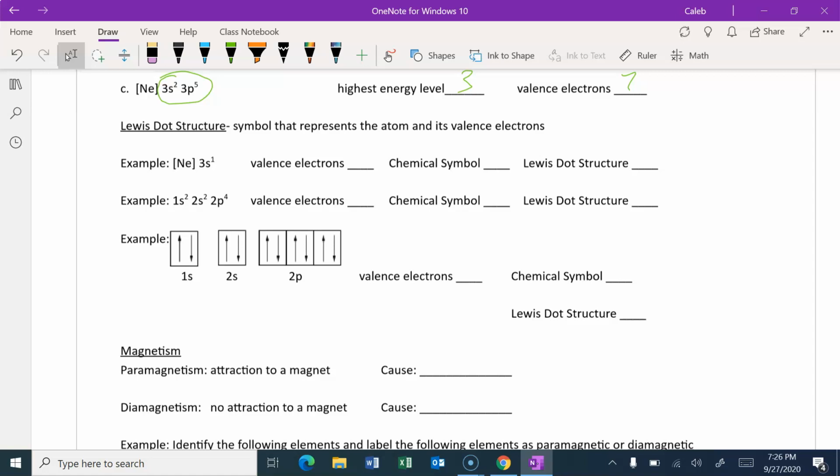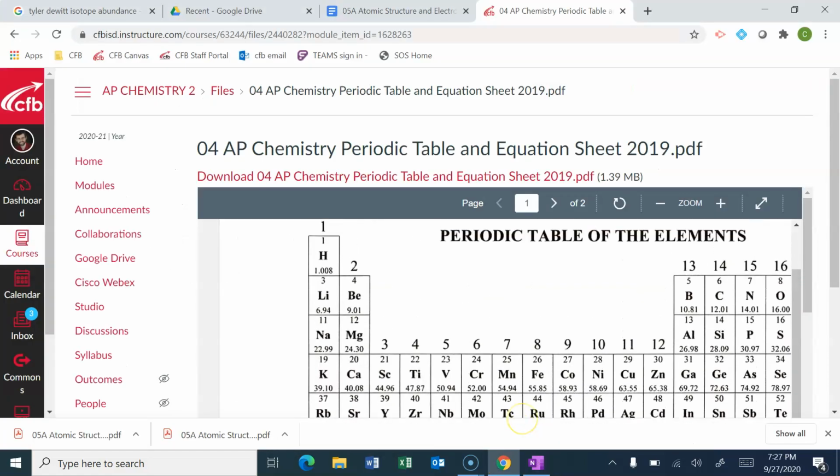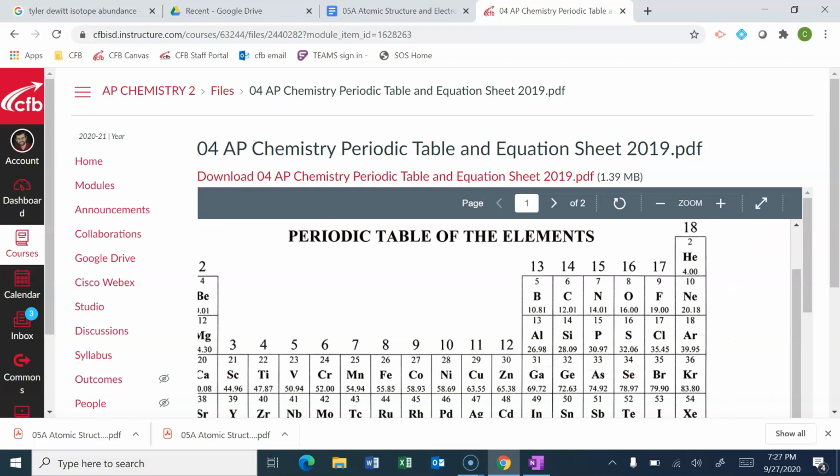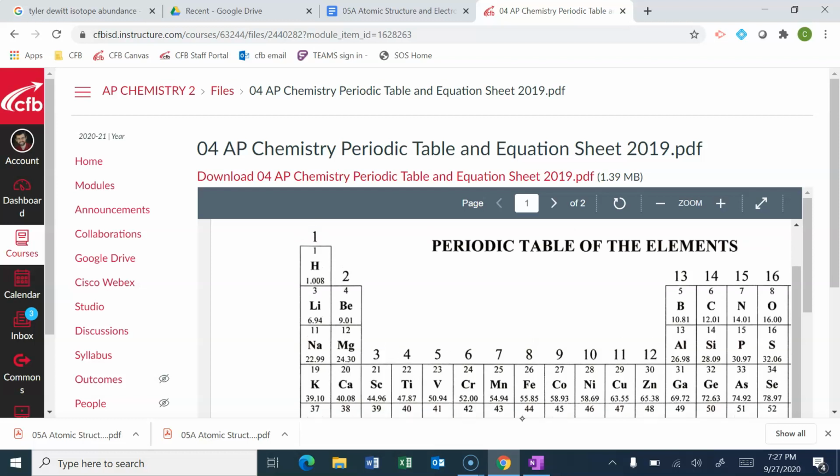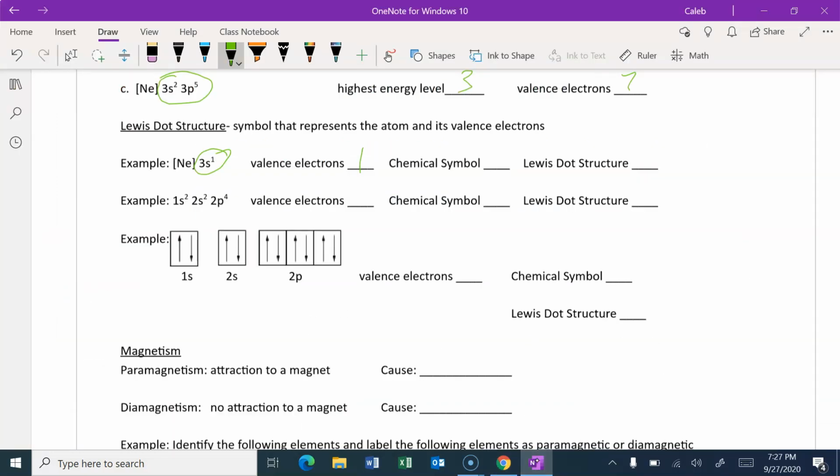So let's look at this electron configuration where we have Ne 3s1. Again, 3rd energy level, I only have 1 valence electron here. My chemical symbol, well, Ne 3s1, let's find out what that is. Look at our periodic table. Ne is right here, and then 3s1, 1, 2, 3, s1, that's sodium, that's Na. Na is the chemical symbol, so don't fall into the trap where you just say, oh, Ne is my chemical symbol. No, you need to look and see what that electron configuration actually represents.